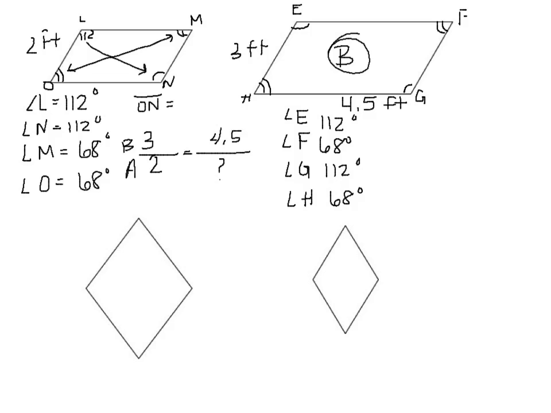I look for what's across from each other, I multiply, and I divide. So I have 2 times 4.5, which gives me 9. I need to divide that by 3. That means that my question mark, or ON, has a value of 3 feet.